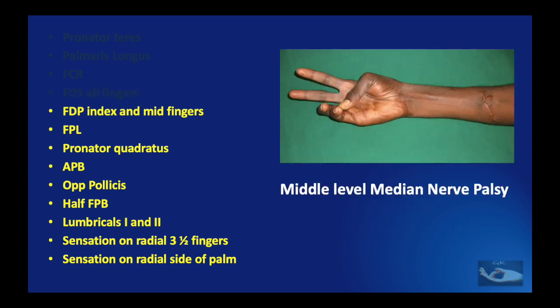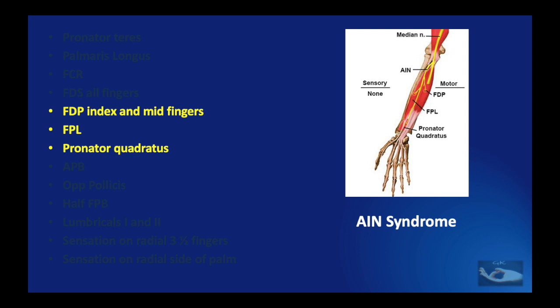If in addition the flexor digitorum superficialis of all the fingers are spared, then the lesion is at the level of the middle of the forearm, just proximal to the anterior interosseous nerve branch. If there is only a motor deficit involving the flexor digitorum profundus of the index and mid fingers, the flexor pollicis longus and the pronator quadratus, the diagnosis is anterior interosseous nerve syndrome.